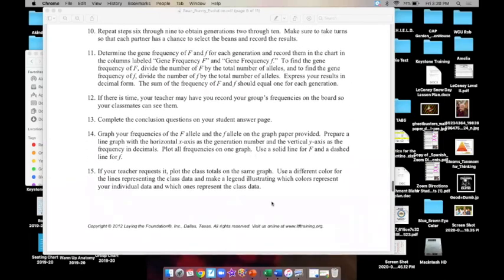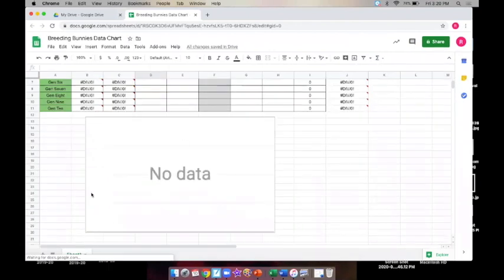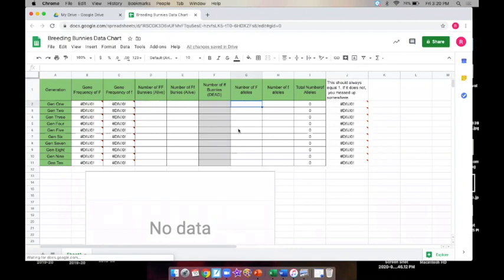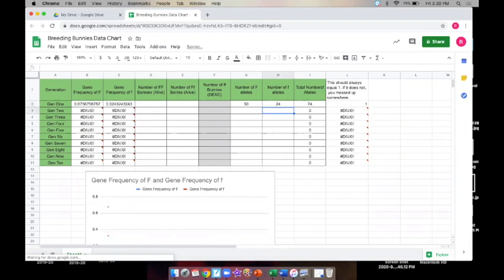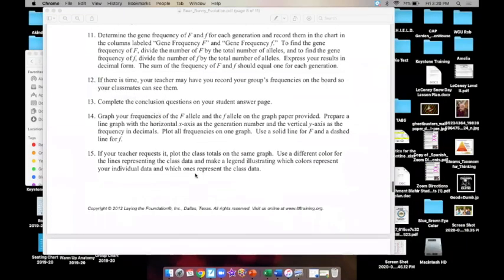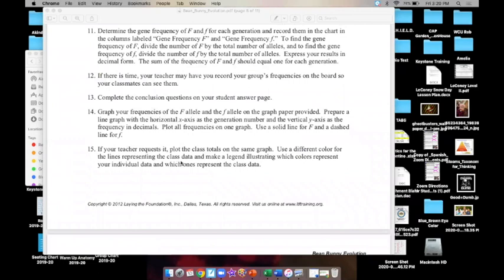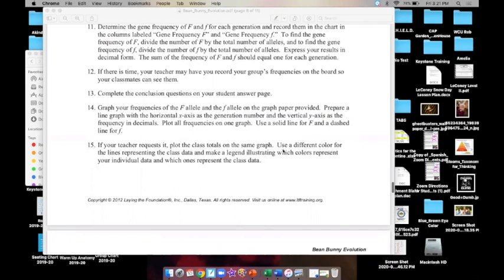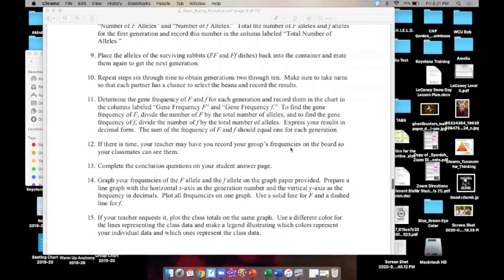Graph the frequencies. That will be done for you right here. Right now it says no data, because we don't have any data in here. Once you put data in there, we saw that it filled up, and then we got some dots there. As you fill this in, the lines will move. If your teacher requests it, plot the class totals on the same graph. We're not going to do that because I don't know how to combine all of your graphs together.